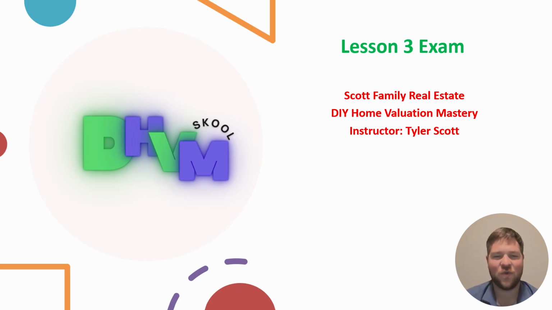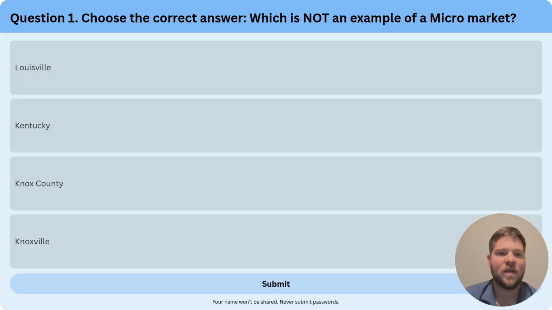I don't want this to take too long for you. All right, as always, we're going to have 10 questions. We're going to go right through it. Question number 1, choose a correct answer. Which is not an example of a micro market? Is it A, Louisville, B, Kentucky, C, Knox County, or D, Knoxville? I'm going to give you 10 seconds.